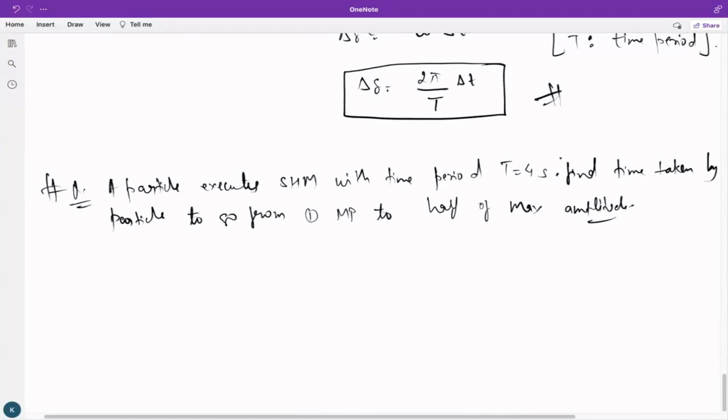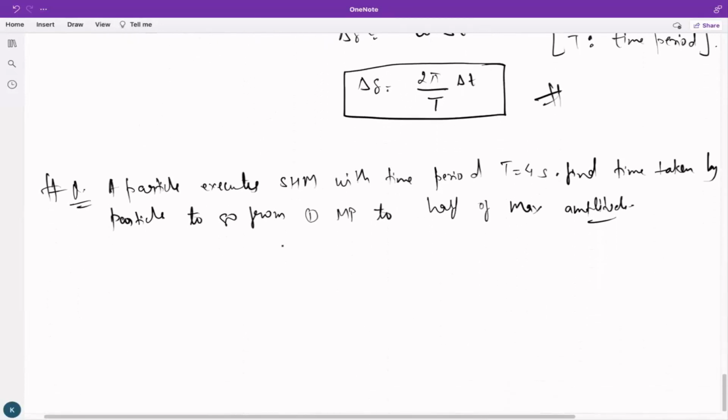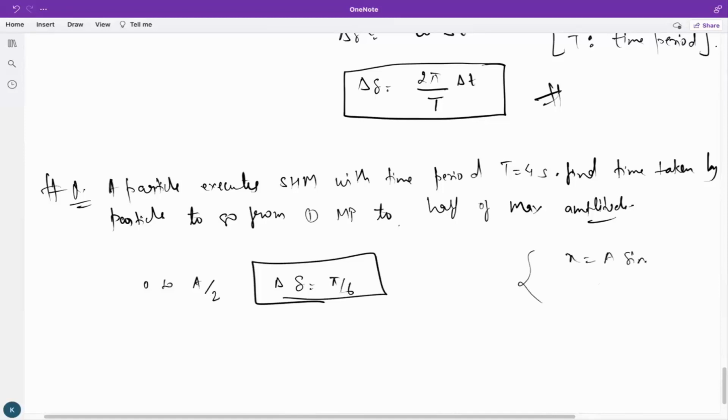So we are simply deriving an equation here. We know the phase difference due to time difference, right? If I have to calculate from mean position to half of the amplitude, so 0 to A by 2, our phase at 0 will be 0 and at A by 2 it will be 30 degrees, so pi by 6. How am I calculating this? We all know that x is equal to A sin del, and when x is 0, del is 0. And when x is A by 2, del is nothing but pi by 6. So overall the phase difference is pi by 6.